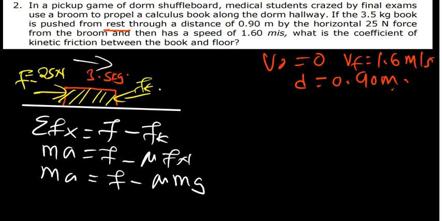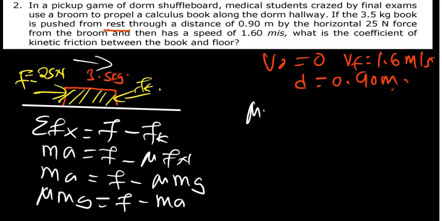So what we're going to do here is I'm going to shift this to the right hand side, and then I'm going to shift everything here to the left hand side. So we're going to end up having mu times mg is going to be equal to the force. This force remains here, minus, because I'm shifting this to the right hand side, minus mass times acceleration. So we can now divide both sides by mg.